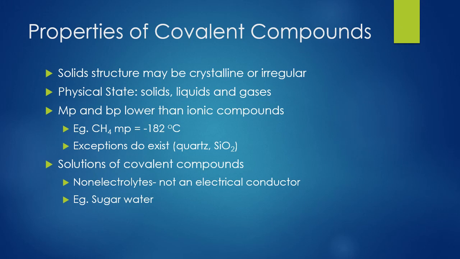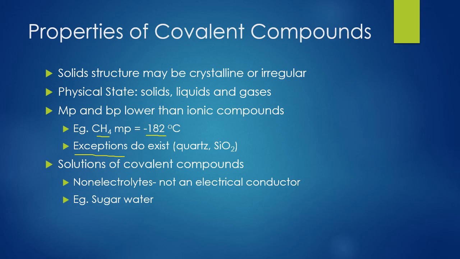Now let's explore the properties of covalent compounds. So covalent compounds can be solid, they can be liquids, they can be gases, combination. So we're looking at compounds that share electrons. The melting points and boiling points are often lower than ionic compounds. Notice an example here, methane, CH4, or carbon tetrahydride if you're naming it systematically, has a melting point of -182, thus making it a gas at room temperature. Note, there are always exceptions though.